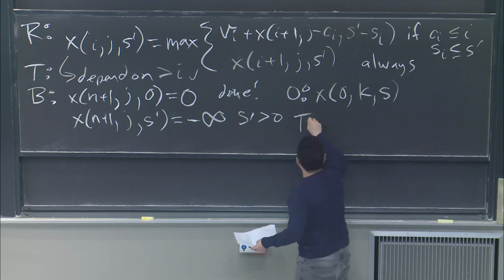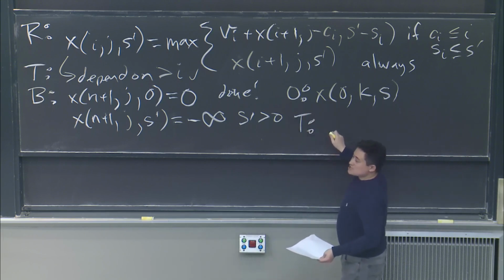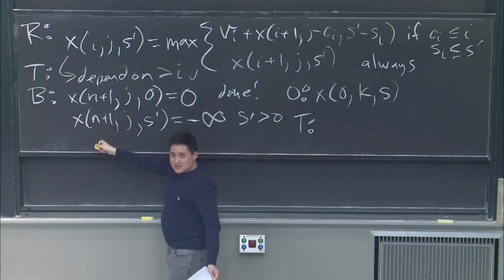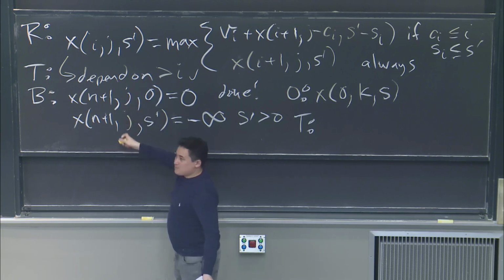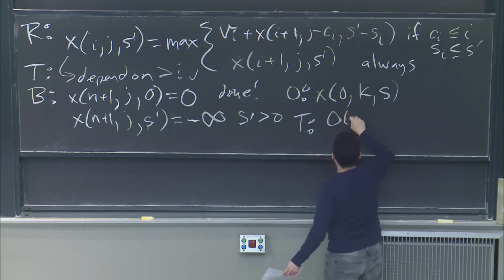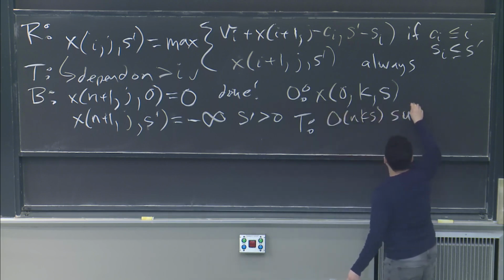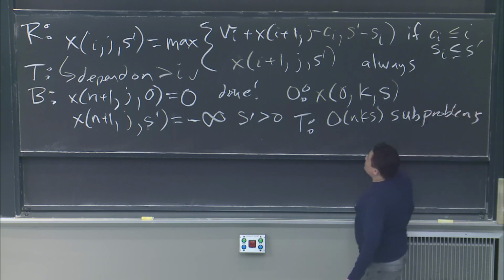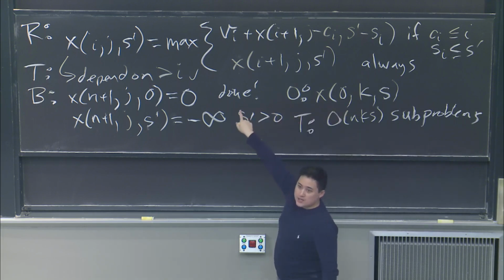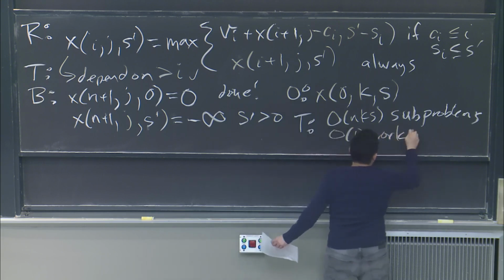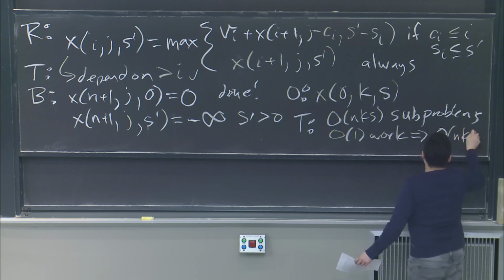And this takes what time? How many subproblems do I have? I have n plus 1 subproblems for this parameter. I have k plus 1 possible things for this parameter. And I have s plus 1 possible things for this parameter. So I get order n k s subproblems. How much work per subproblem? Just a max of 2 things. So constant work per subproblem yields order n k s time total.